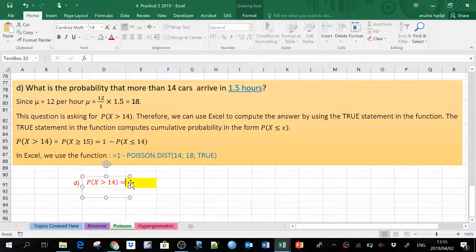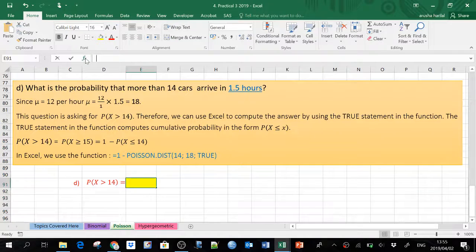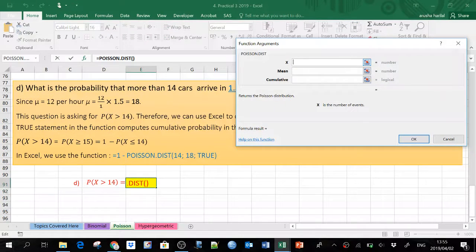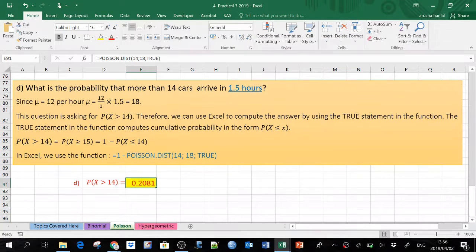Now all we have to do is, again, use insert function. So Poisson, yes. And again, our x value is going to be 14. Our new mu value is going to be 18. And because this is cumulative, I'm going to say true. But remember, we want 1 minus. So let's go to our formula bar and insert a 1 minus. Press enter, and this now gives us the probability that we are interested in.